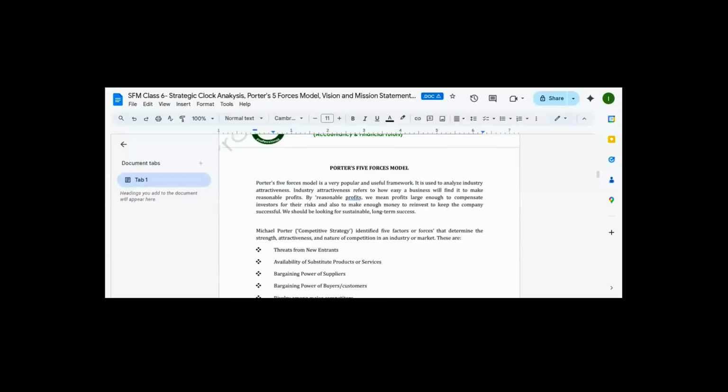So the next topic that we are looking at is Porter's five forces model. Before we look at this topic, may I ask you if the two topics that we have looked at, the strategic clock analysis and the six principles of strategic positioning, are understood, so that we can proceed to Porter's five forces model. My scholar, I'm awaiting your response, please.